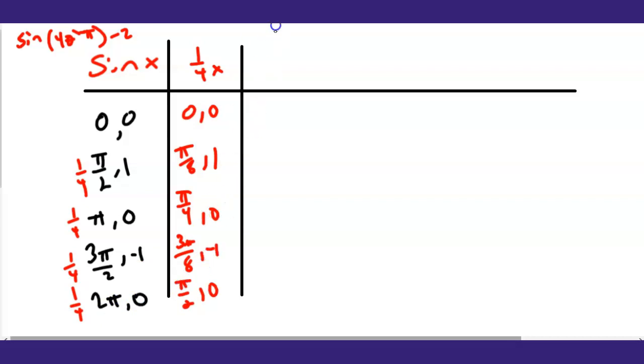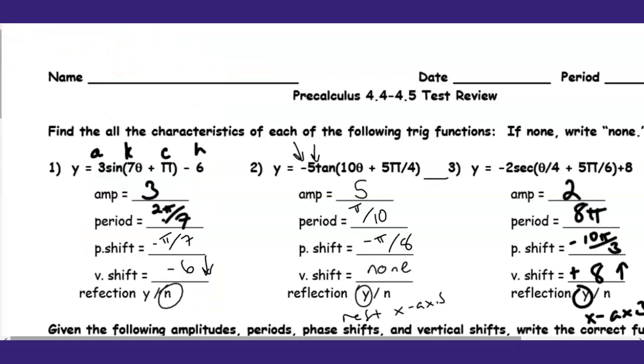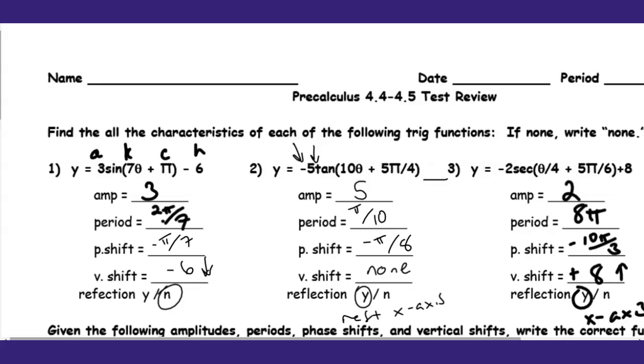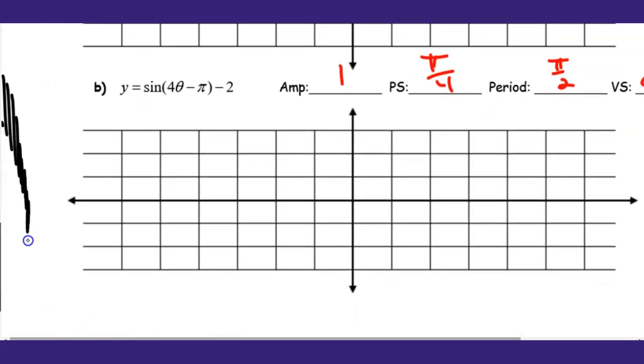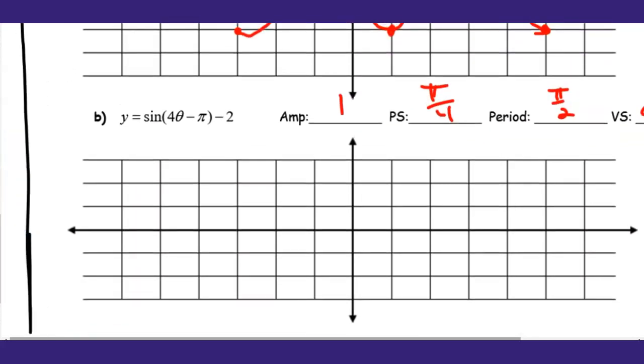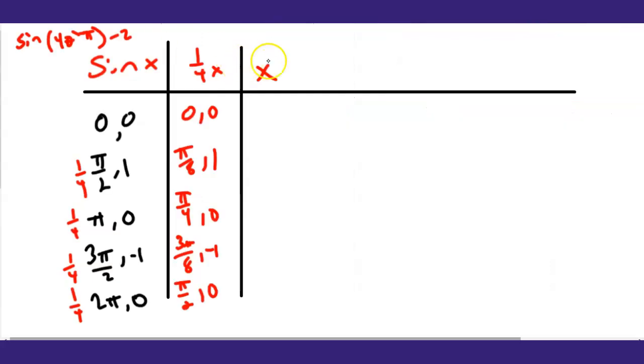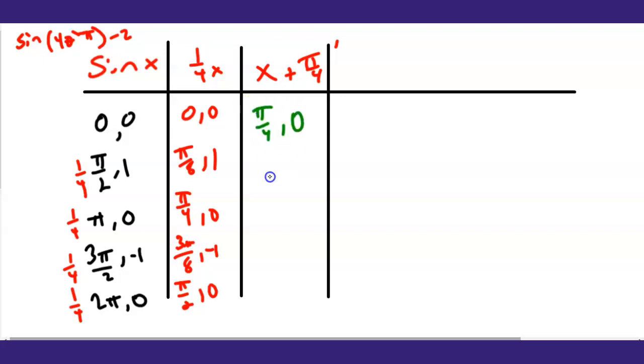All right. Now we got to do x. What do we say the phase shift was? Go back and look at it. There we go. Phase shift was pi over 4. All right. So I'm going to add pi over 4. So doing so, we get 0 plus pi over 4 is pi over 4, right? Remember, our phase shift tells us where we start.